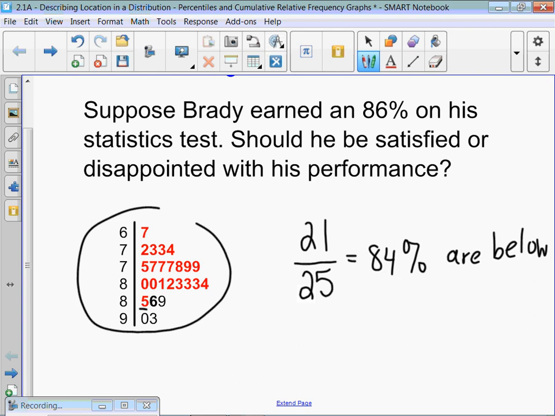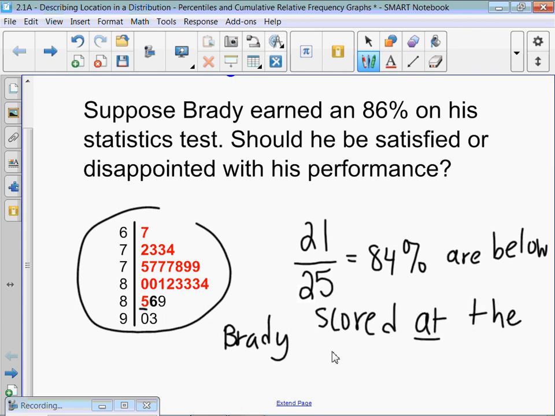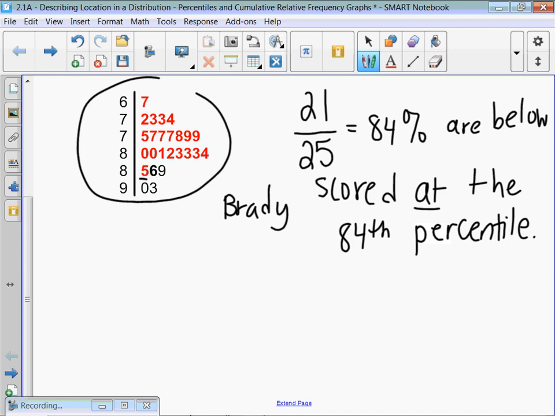And we call this a percentile. You might want to make note: Brady scored at, that's how we say this, the 84th percentile. So for percentile, you always want to count the number below. Do not include the number itself. And then that person scored at that percentile.